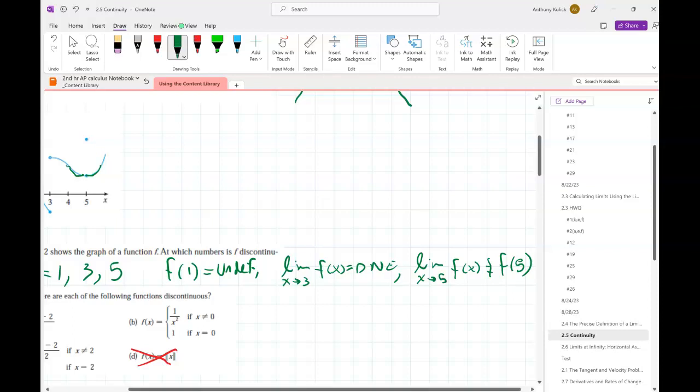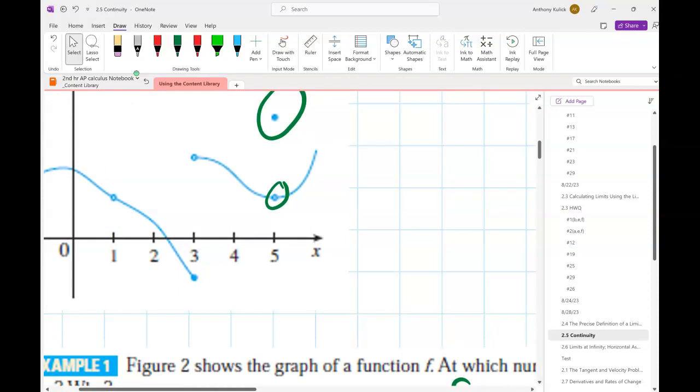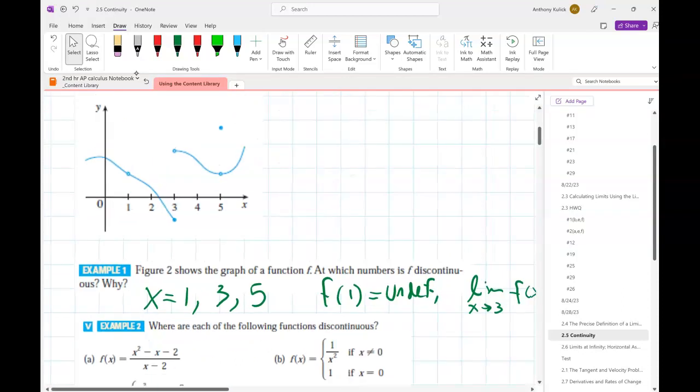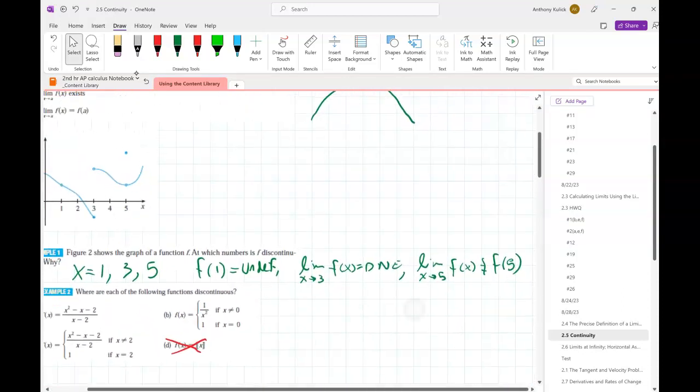Nope, it is defined at 5. There's a point at f of 5, but that value is not the same as the limit. The limit is going towards that value, which is not what f of 5 is. F of 5 is way up there. Wait, how did you know that? Because it was a filled circle. Oh, okay. Wait, so it doesn't exist. So it would just be undefined close to just the open circle.